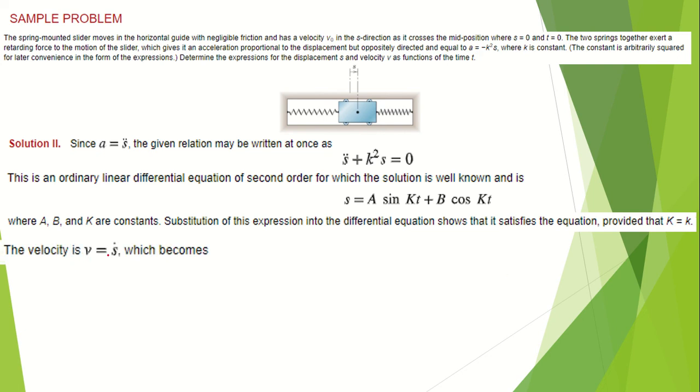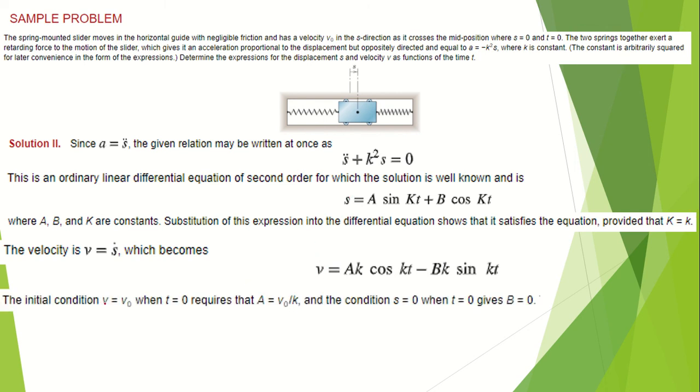The velocity is, as we know, the derivative of the displacement, which becomes something like this. When you take the derivative of this equation, this is now the result. So the derivative, which is the velocity, and the initial condition v equal to v sub 0 when t is equal to 0 requires that A is equal to v sub 0 divided by k. And the condition s equal to 0 when t is equal to 0 will give us B equal to 0 also.